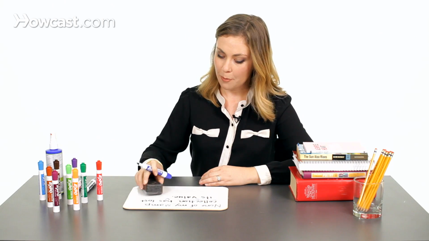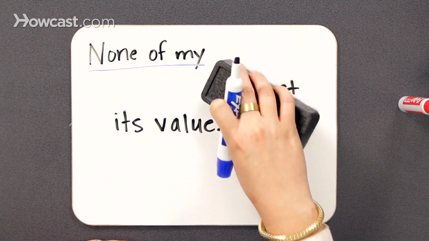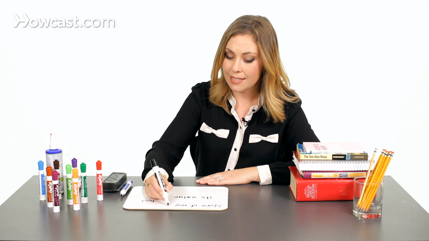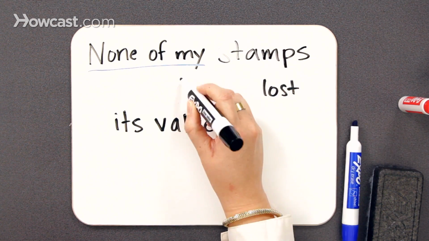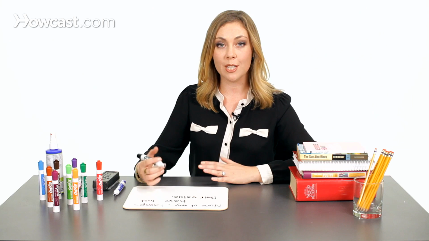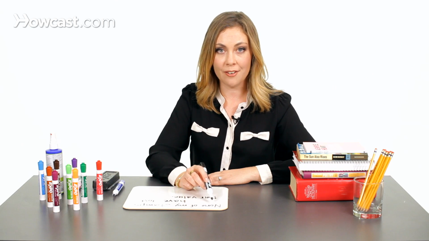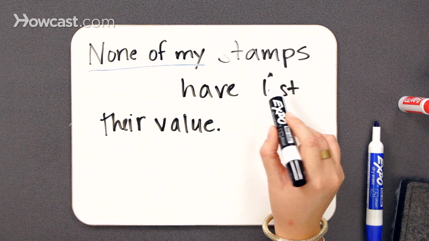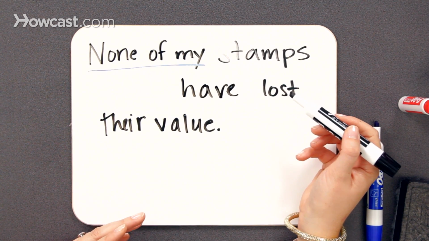Let me give you another example. So let's change this sentence to be a little bit different. Let's say none of my stamps have lost their value. All right, so in this case, our subject is plural. We see the word none, we know it swings both ways, so we look at what comes next. And in this case, what comes next is the word stamps, which is plural.